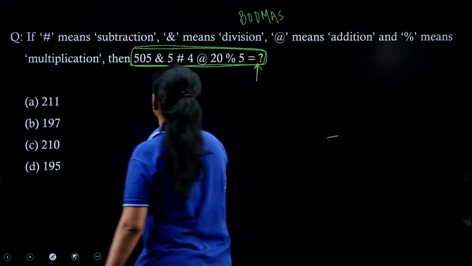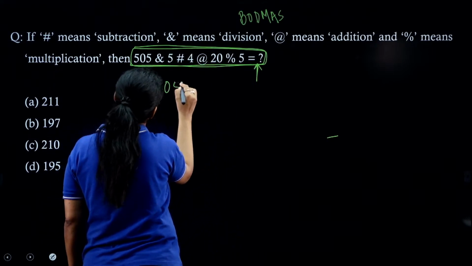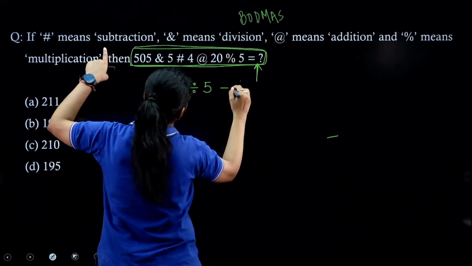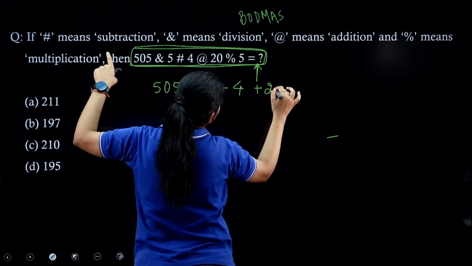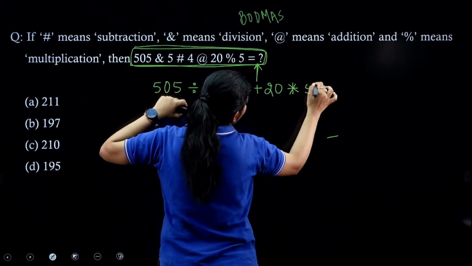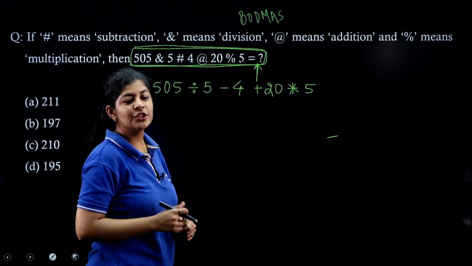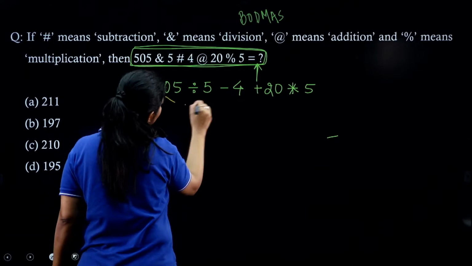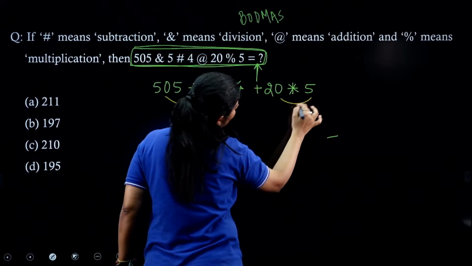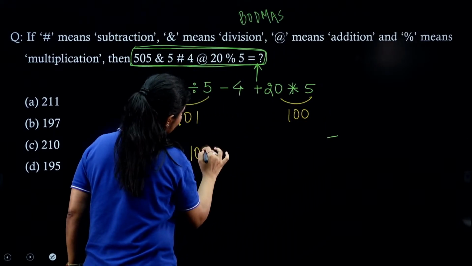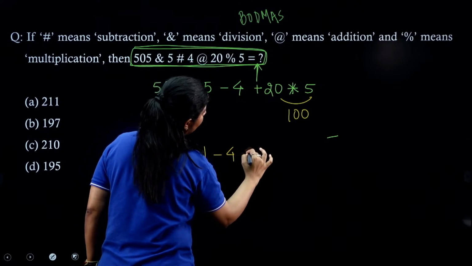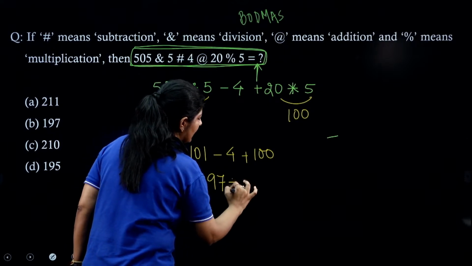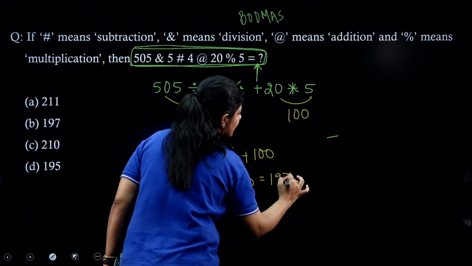Okay, let's start solving it. 5 and means divided by 5, hash means subtraction, at the rate means addition, percentage means multiplication. Now we know that first we need to solve the multiplication and division. So here we got 101 and here we got 100. The terms we are getting are 101 minus 4 plus 100. If I solve this, I get 97 plus 100, we get 197 as our answer.